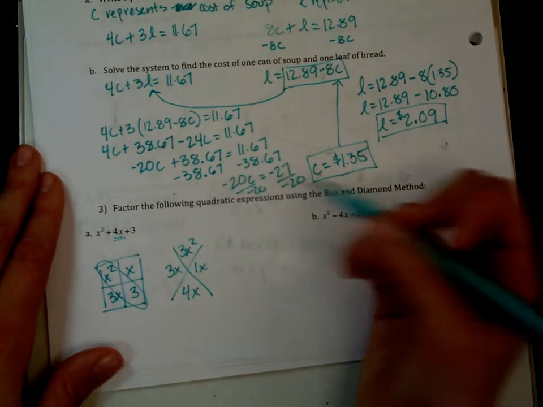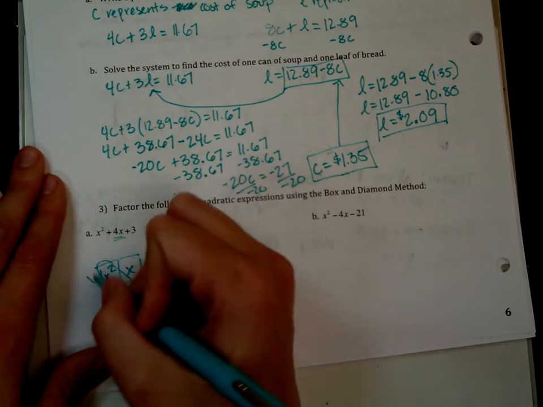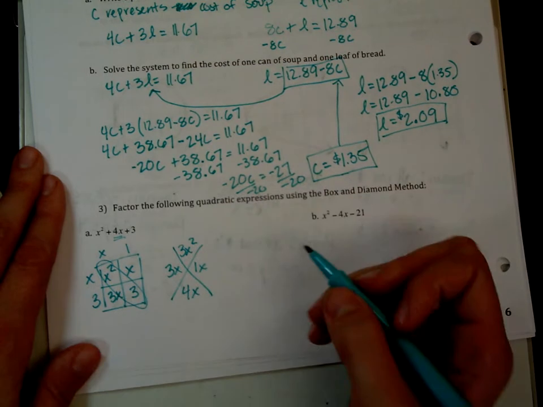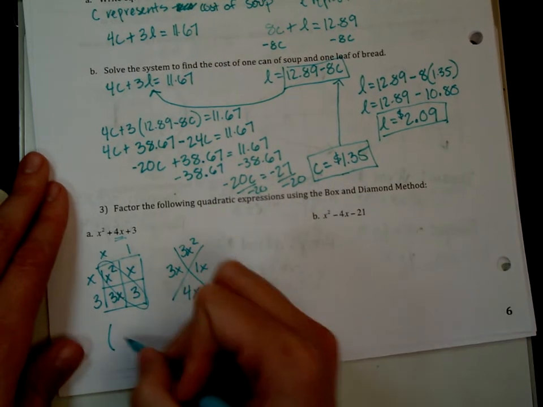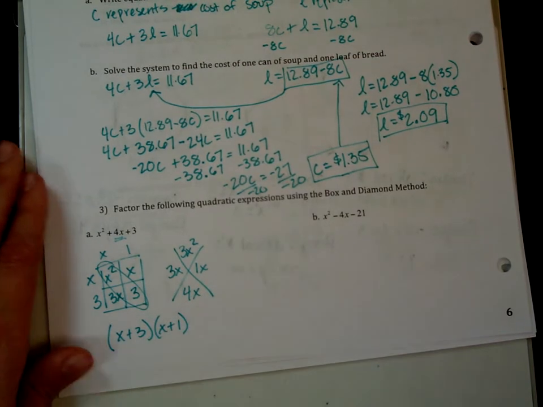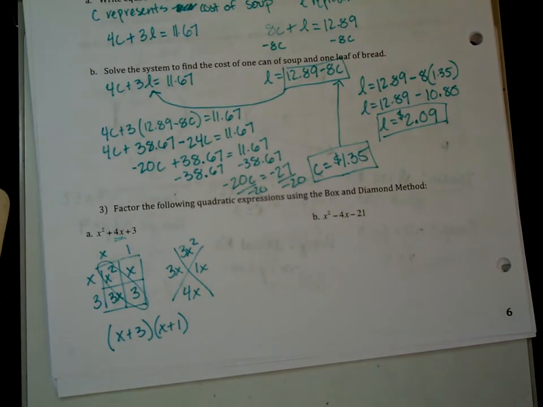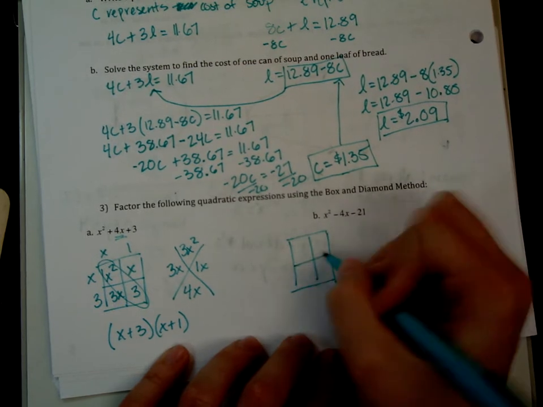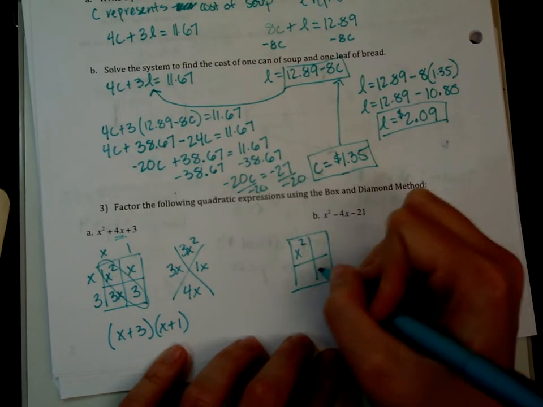So then to find the length and width of this, I do x times x. Let's see, this is 3, and that's 1. So to factor, I get x plus 3 times x plus 1. Here I'll do the same thing. I'll start with the box. I know x squared and negative 21.